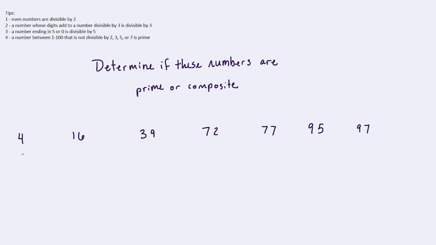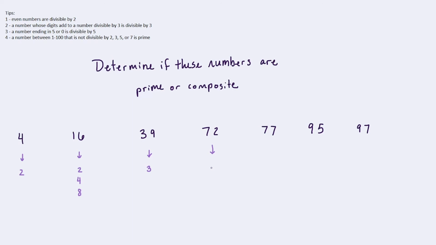Have you had time to figure them all out? Let's go through them real quick. 4 is divisible by 2, so it's composite. 16 is divisible by 2, or you could also say it's divisible by 4 or 8, which means it's composite as well. 39 is divisible by at least 3.